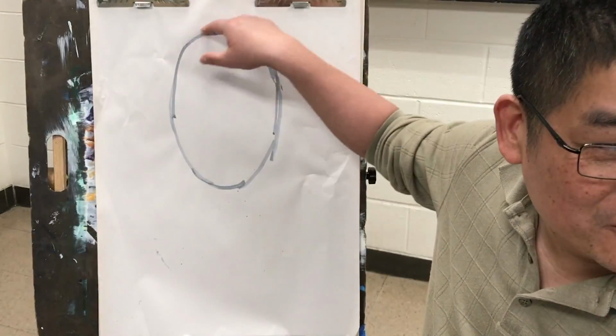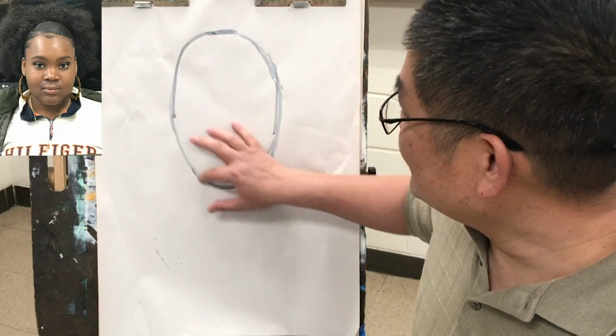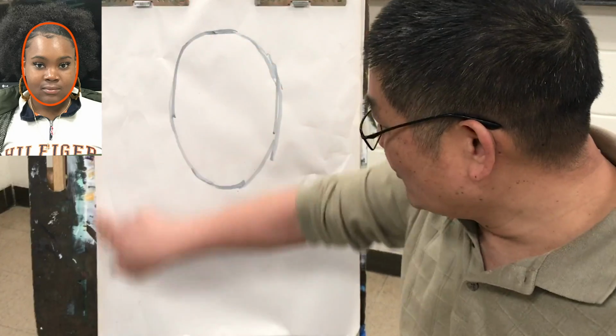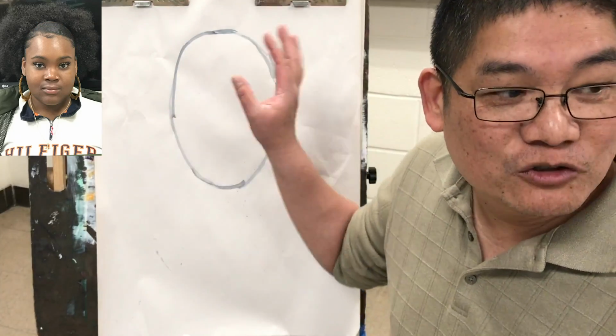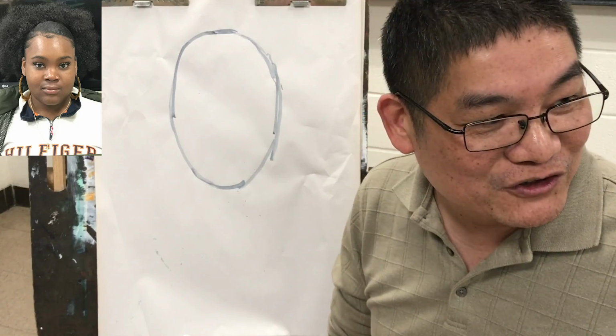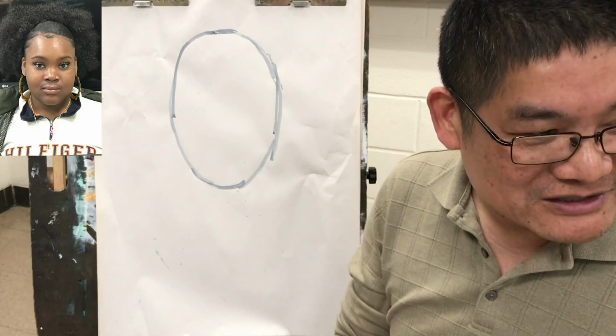So this is the first step: capture the correct proportion. Find the correct size that makes you feel comfortable on the whole paper. Don't make it too small, don't make it too big, but there's no right or wrong answer. Only you define it, the size that makes you comfortable.